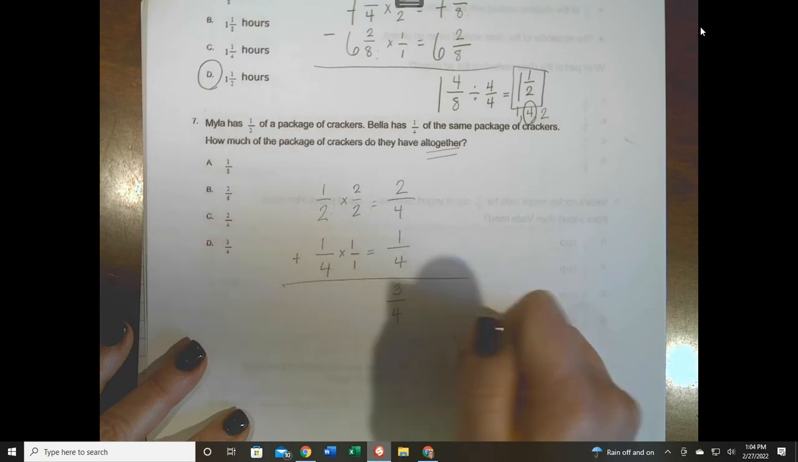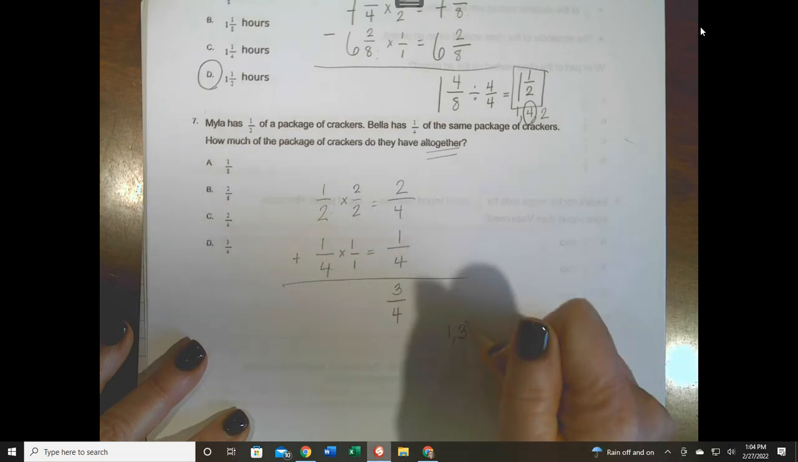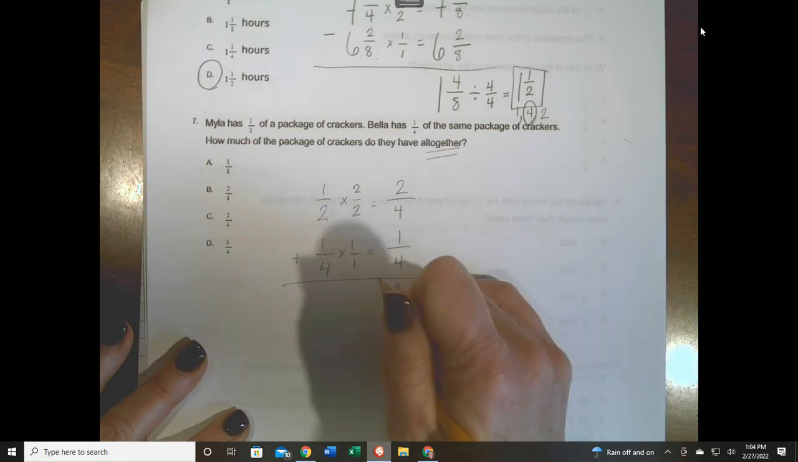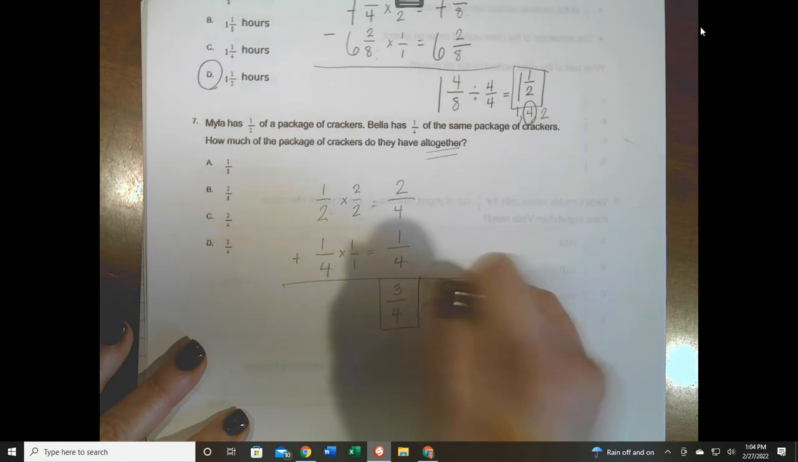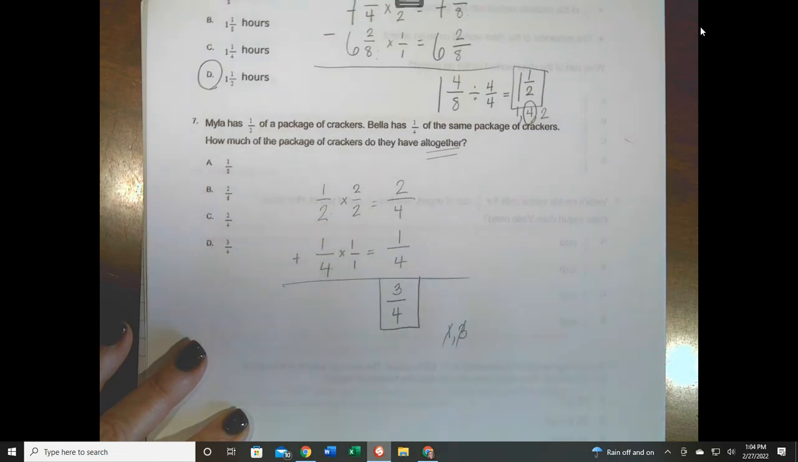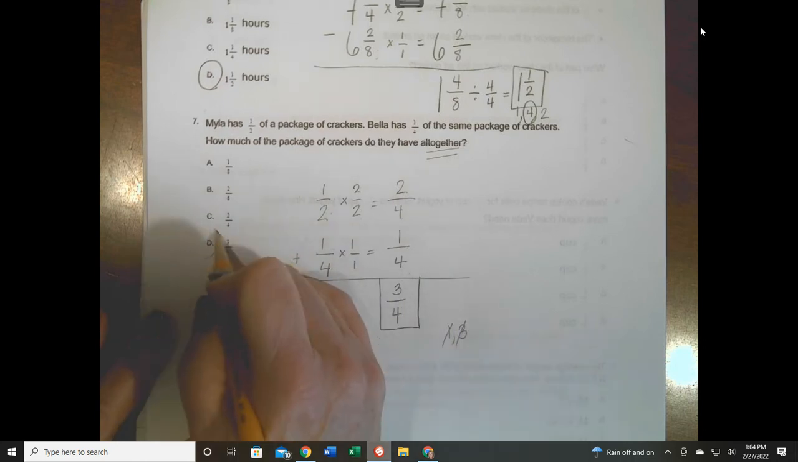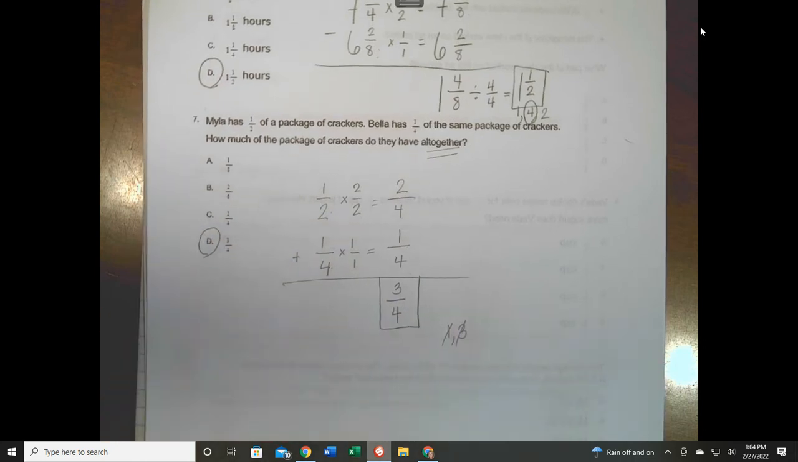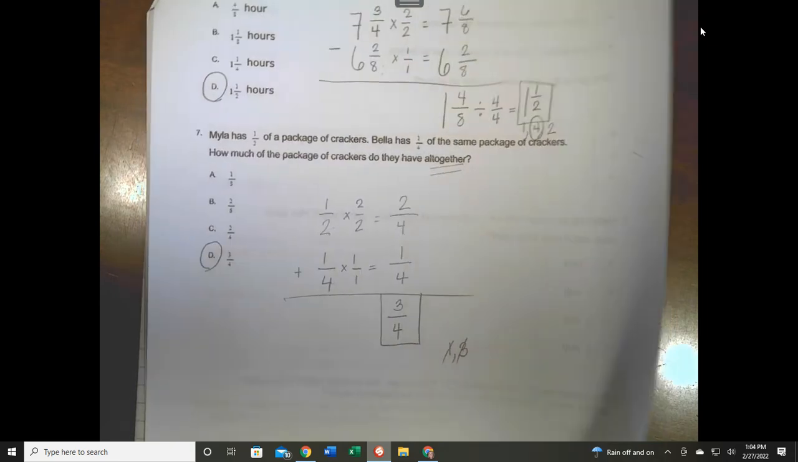My only factors of 3 are 1 and 3. 3 is not a factor of 4. We would not simplify by 1. We'd still have 3/4. Our answer for number 7 is going to be D. All right, number 8, moving right along.